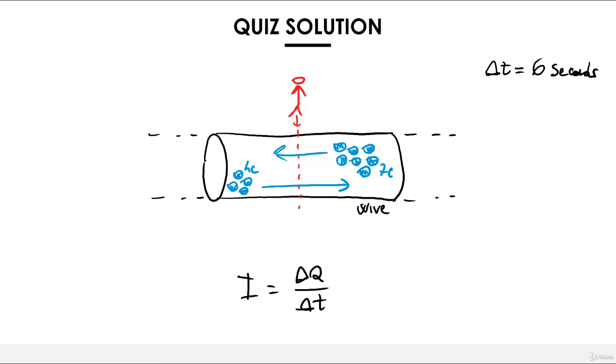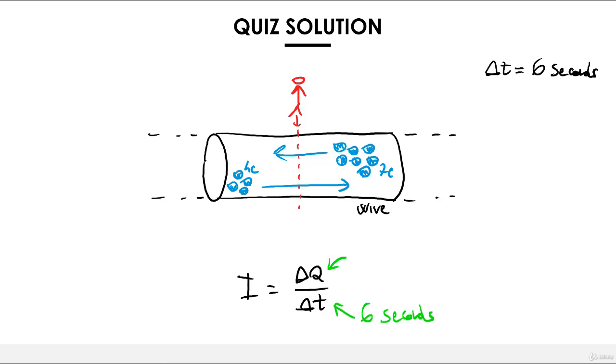Now, for this problem, delta T is easy to calculate because it's 6 seconds. It's actually defined by the problem. Delta Q is a little bit more complicated. However, if you recall the correct definition of a current, delta Q is in effect the net amount of charge that is passing through the section of a wire.